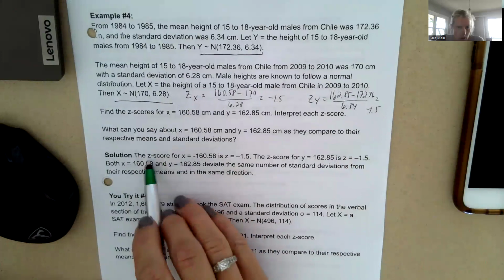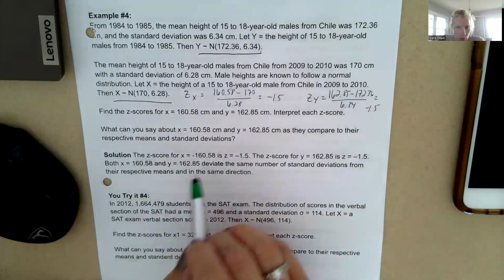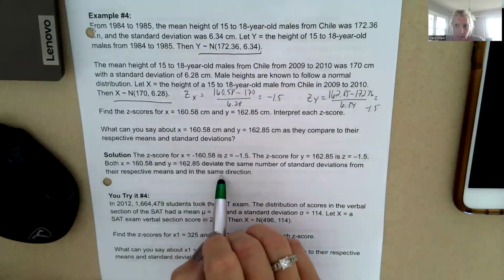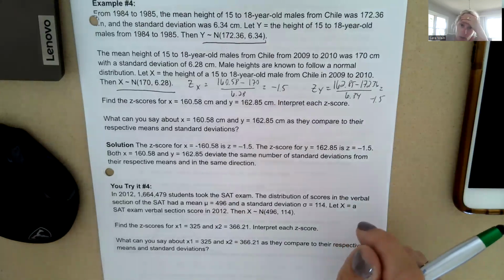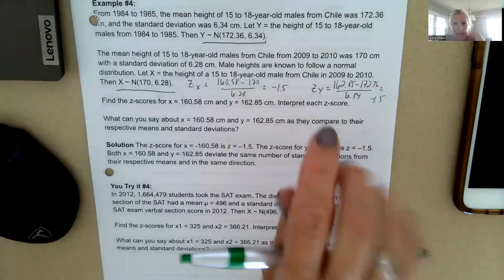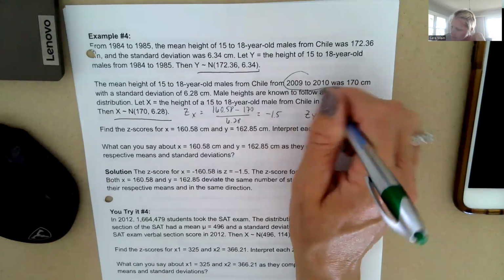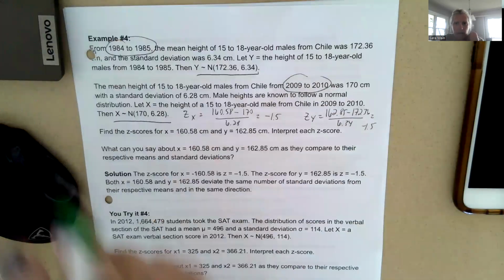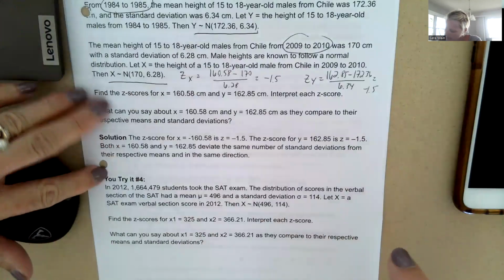So in our solution, we can see that they both are 1.5 standard deviations below their respective means, and in the same direction because they're both negative. Even though the two boys were different heights compared to the average height during their years, 2009 to 2010 and 1984 to 1985, they're both 1.5 standard deviations below their mean.